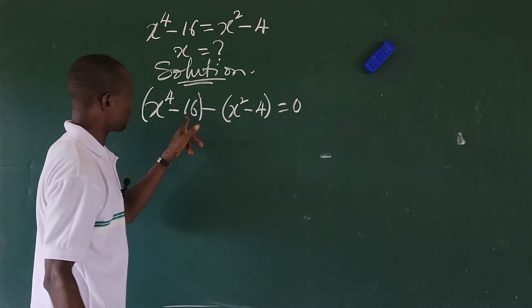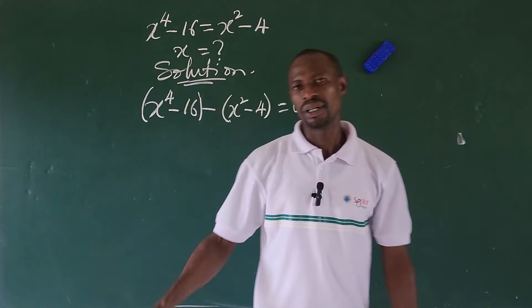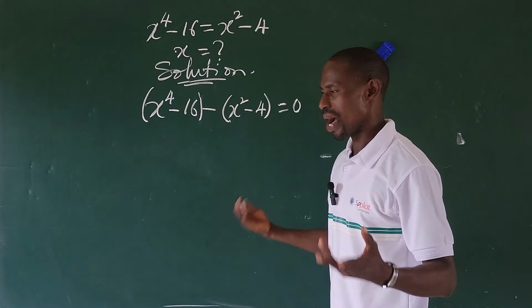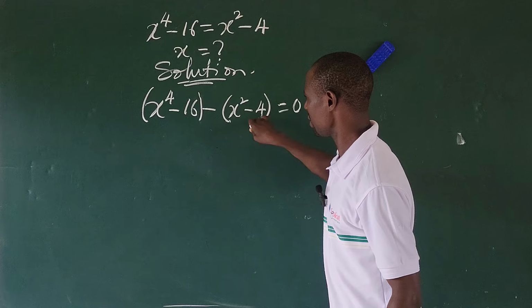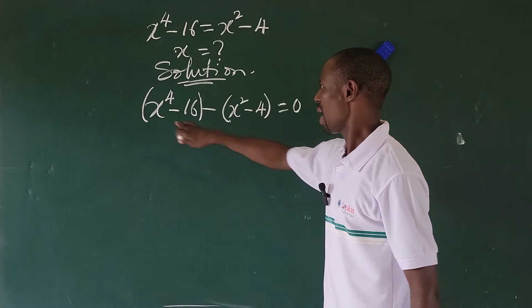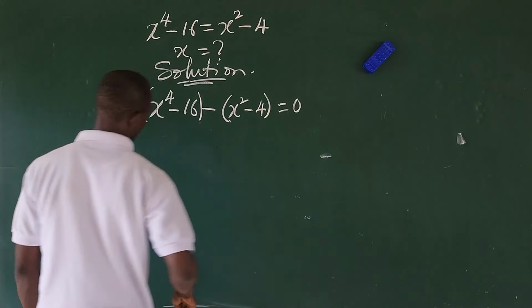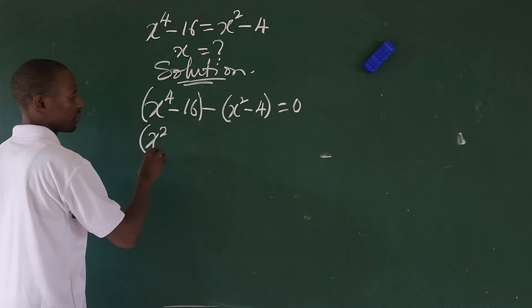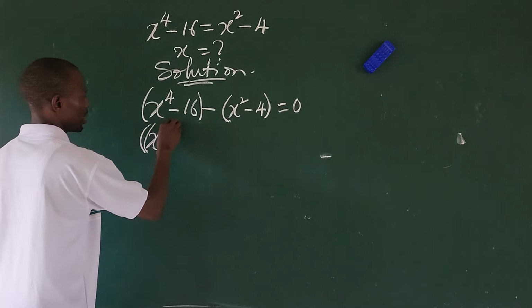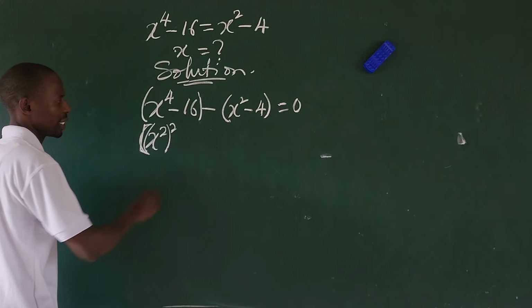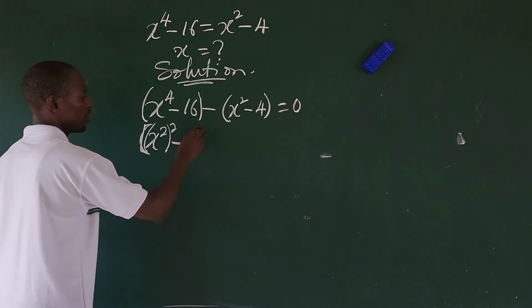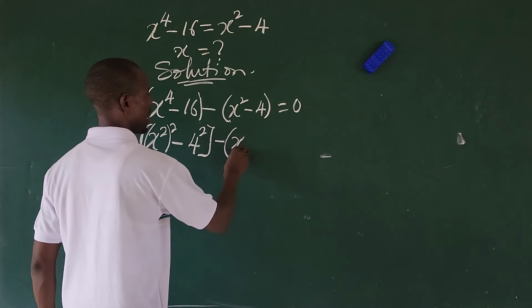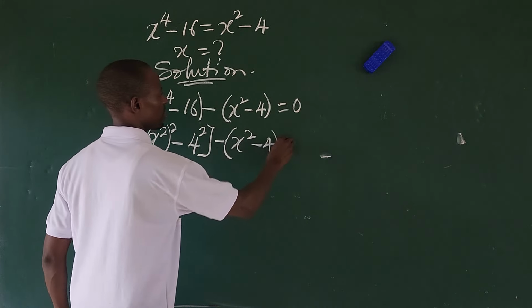So let's express this to base 4, right? So we can write 4 here raised to power 2. Why are we doing that? Because we are having something of that kind here. And also rewrite this as x to the power of 2 to the power of 2. So we can rewrite this as x to the power of 2, in bracket, squared. So let's put a square bracket here, then minus 4 to the power of 2. Then let's close our square bracket, minus bracket x to the power of 2 minus 4, close bracket, equal to 0.